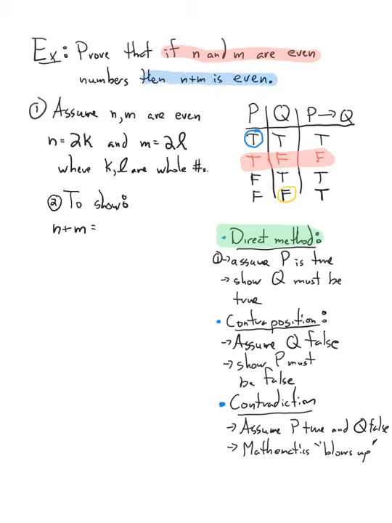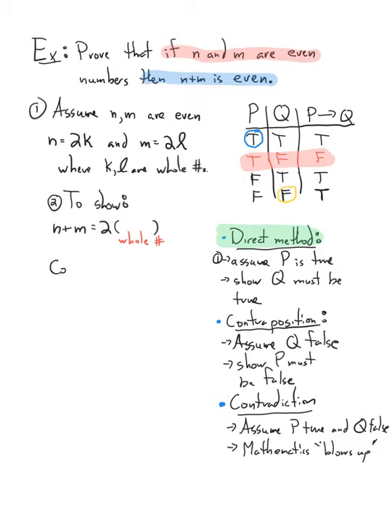So that means we should be able to write the sum as 2 times some whole number. Usually it'll involve brackets. You'll have to do a little bit of algebraic manipulation. But we should be able to write n plus m as 2 times some whole number. So we know what we need to show. So let's go ahead and see if we can do it.